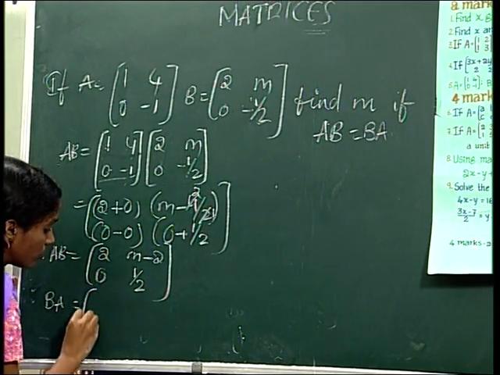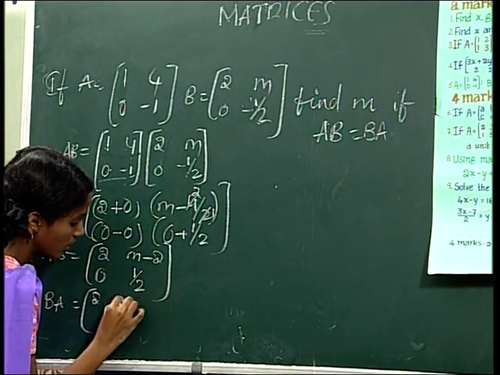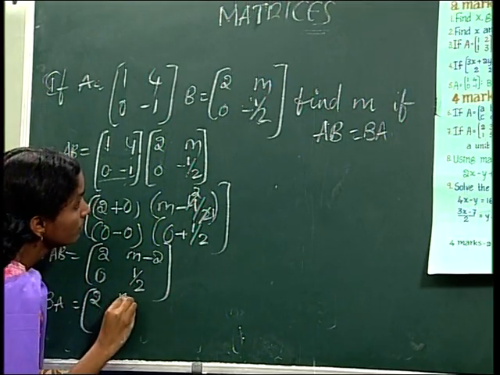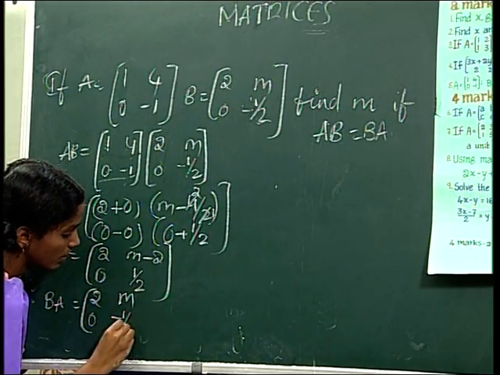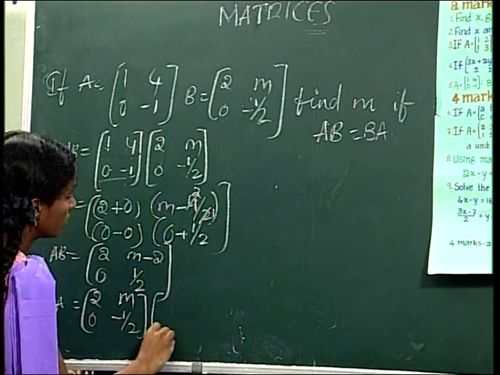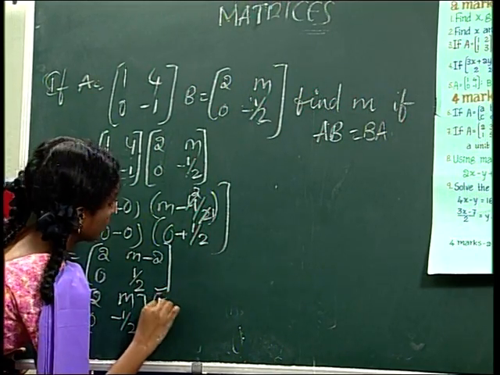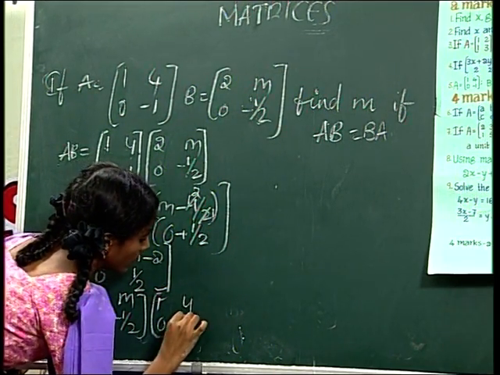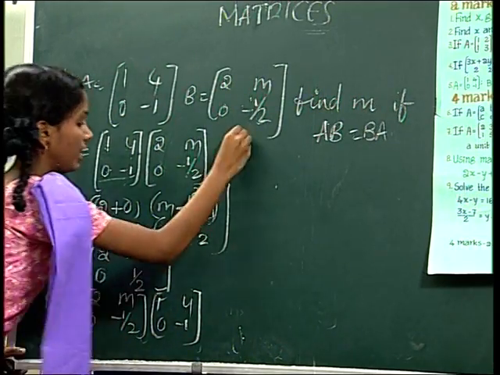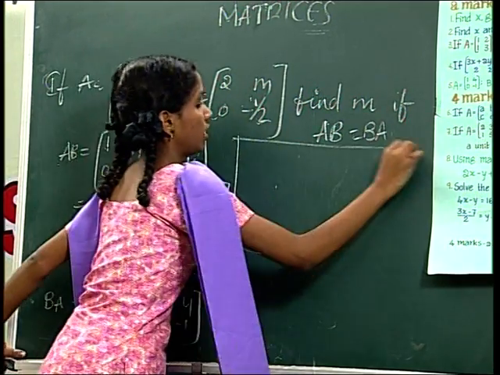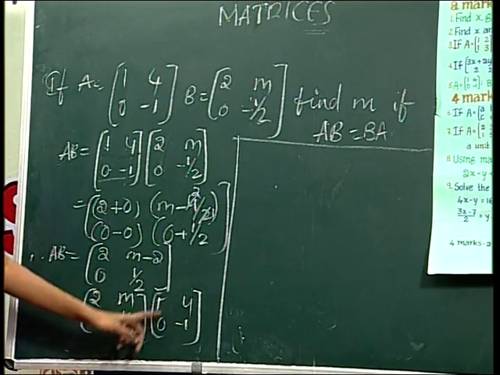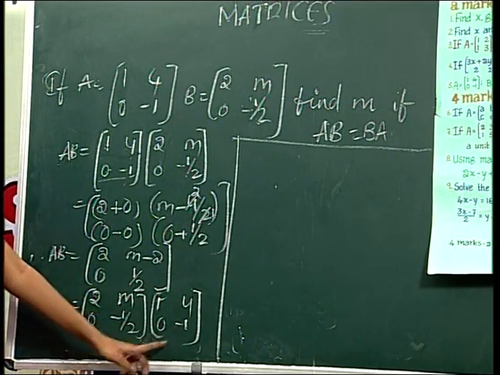BA equals, what is B here? B is 2, m, 0, minus 1 by 2, into, what is A here? A is 1, 4, 0, minus 1 by 2. We should multiply like this, in a similar way: first row with first column and second column, second row with first column and second column.